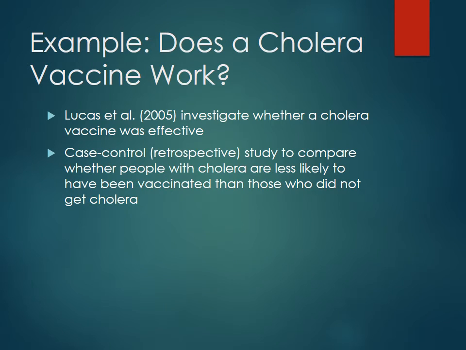So this is an example of a study looking at whether or not the cholera vaccine worked. It's a case control, or retrospective, study where they're comparing people who developed cholera and seeing whether or not they were vaccinated. So the exposure is whether or not they were vaccinated, and the result is whether or not they actually got the disease state. In this case, what would be your independent variable?